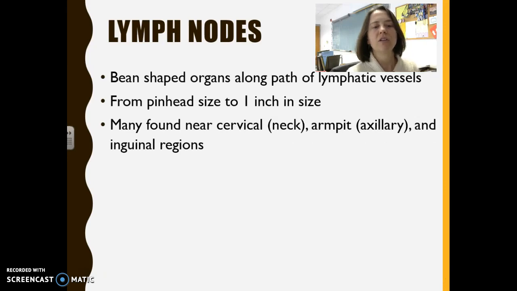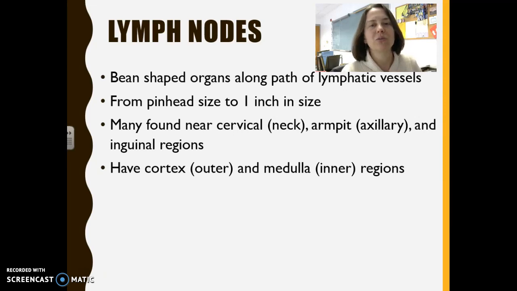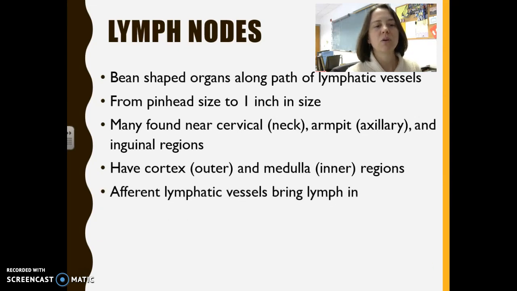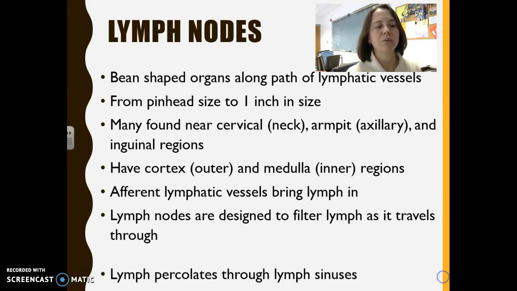So many are found near the cervical, your neck region, the armpit or axillary, and then the inguinal regions. You have concentrations of those in those regions. And lymph nodes will all have a cortex in outer and a medulla inner regions. So afferent lymphatic vessels bring lymph in, and we already know this word afferent from our afferent nerves in the nervous system. The lymph nodes are designed to filter the lymph as it travels through.